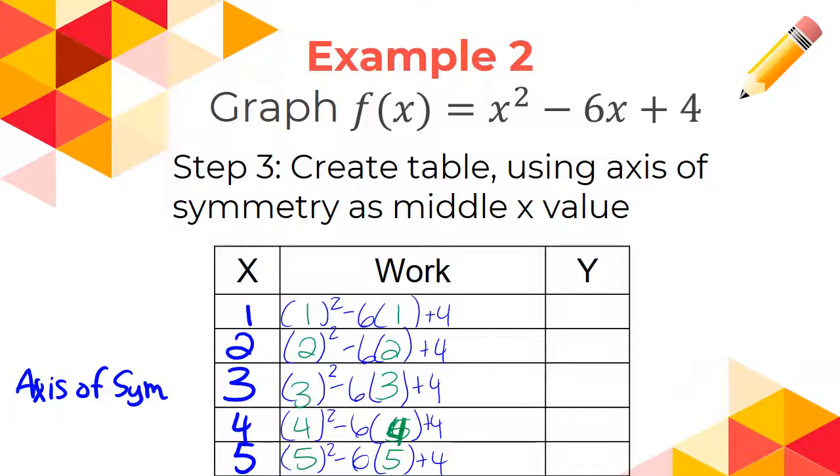Now I'm going to do a little bit of mental work before I continue. 1 squared is 1. Negative 6 times 1 is negative 6. Positive 4. That's easier to type into your calculator to find the answer. I'm going to do all the work first. 2 squared, 4. 3 squared, 9. 4 squared, 16. 5 squared, 25. It's kind of easy when you do that pattern. Negative 6 times 2, 12. 6 times 3, 18. 6 times 4, 24. 6 times 5, 30. Plus 4, plus 4, plus 4, plus 4.